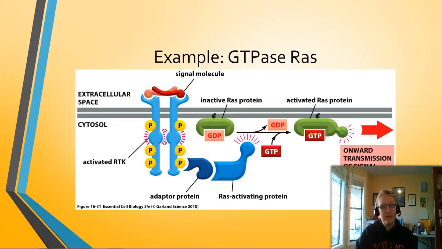So what happens here is, just like we talked about, the signal binds, the 2 receptors come together, form a dimer, they become activated, and then the RAS activating protein will bind, which activates RAS, which is going to have the GDP that's docked in it removed and have a GTP added, which is going to activate that RAS protein. And this RAS protein is now a secondary messenger that's going to go on and perform another function.